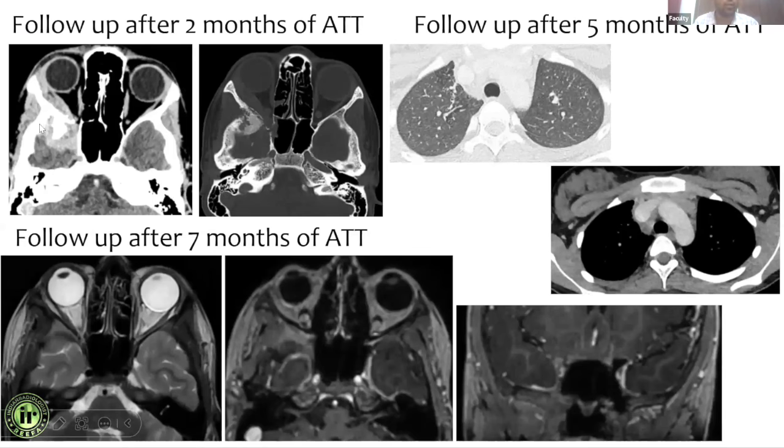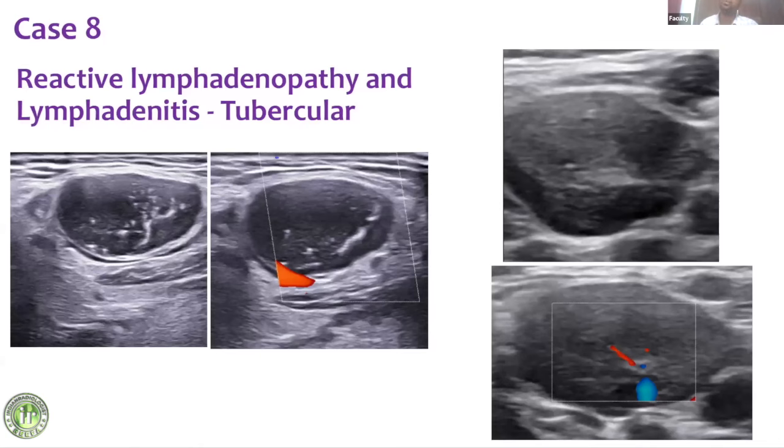This is the 2-month follow-up. There is a reduction, it has now become more homogeneous kind of enhancement, and there is also resolution of the lung changes, and there is almost complete resolution after the completion of the 7th month of ATT. So tuberculosis can present with variable unusual patterns, and in the Indian subcontinent you should always have a high degree of suspicion for tubercular etiology.